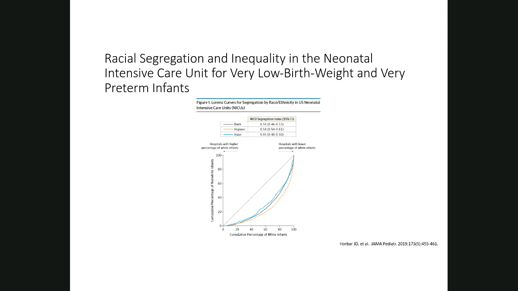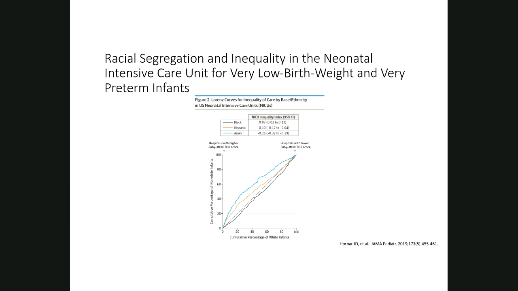This diagonal line that's dotted shows the reference, which is non-Hispanic whites. And anything below that line, the blue, the black, the orange, representing Asian, Hispanic, and Black babies, shows that there was segregation by race and ethnicity into neonatal intensive care units throughout the United States.